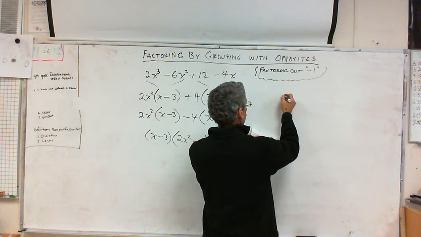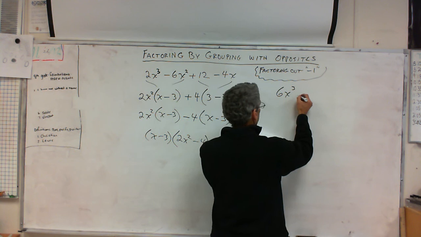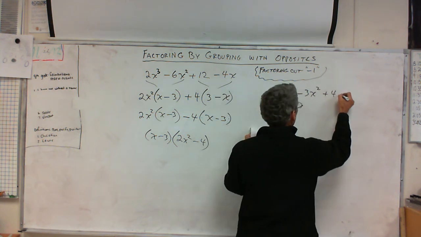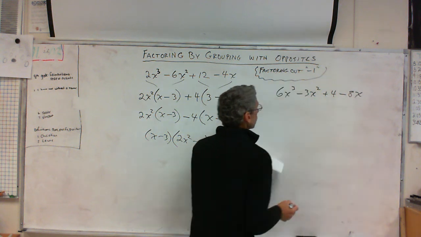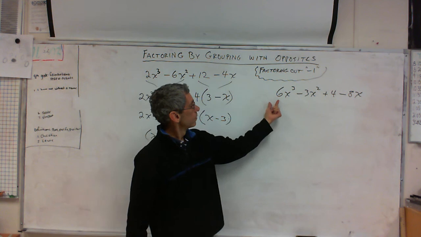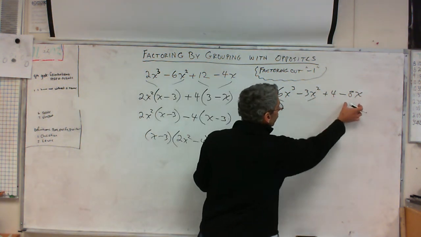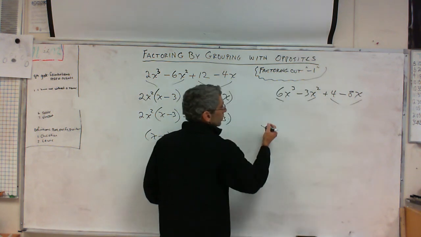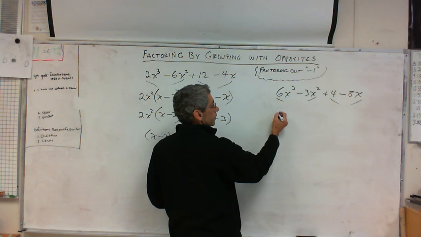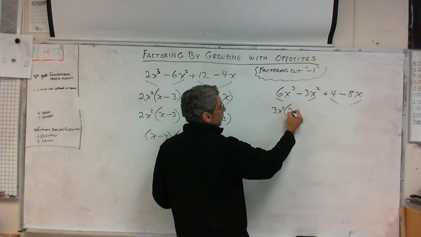So 6x cubed, it's not the same one, right? 6x cubed minus 3x squared plus 4 minus 8x. Again, I'm going to do it in groups because I have 4 terms: 1, 2, 3, 4. So here are my 2 groups. I'm going to take a 3 out of both of these and an x squared, the smaller x. So 3x squared, parentheses, that gives me 2x.